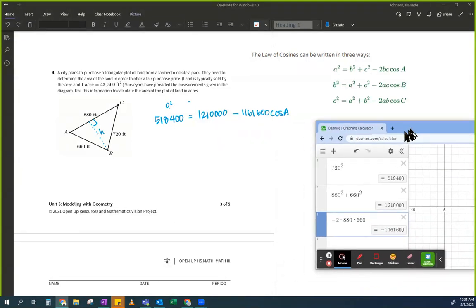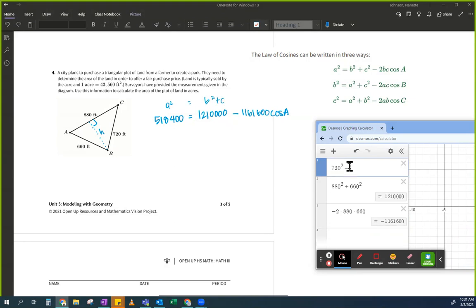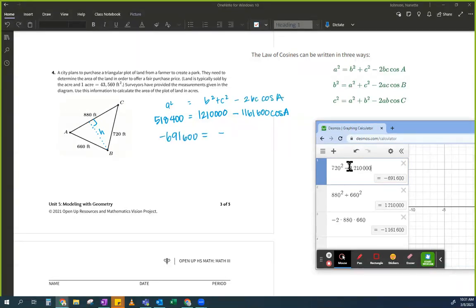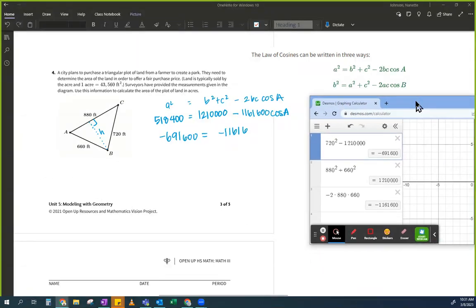All right. So you should be comfortable with solving this whole thing. Subtract this guy off. So I'm going to subtract that guy off. So this gets minus 121,000. So now I get negative 691,600 equals negative 1,161,600 cosine A. Everybody follow me? Everybody okay with this? Yes, I'll show that as well. Very good. Okay, so far, everybody with me at negative 691,600 equals negative 1,161,600 cosine A?